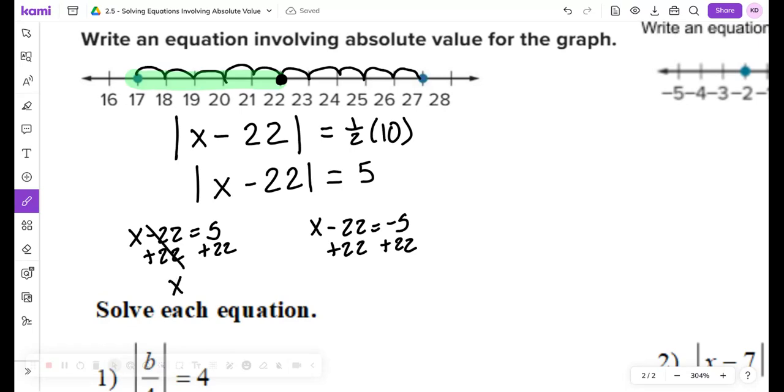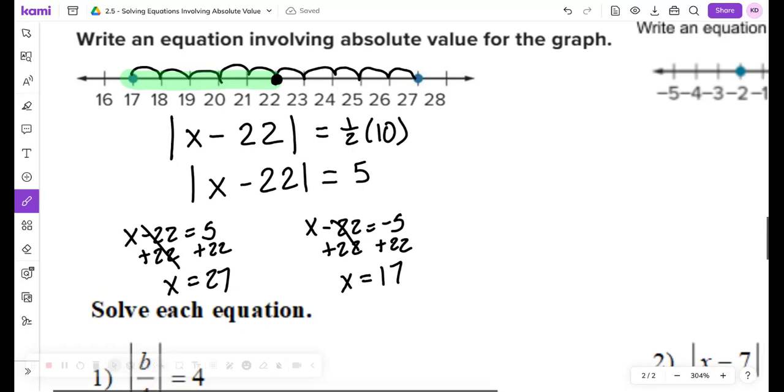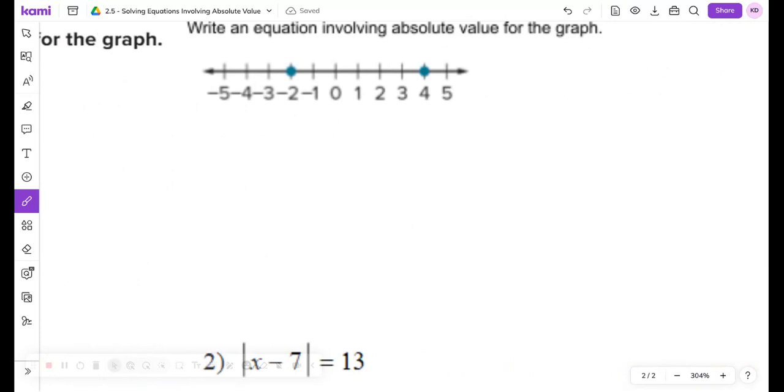Okay. So x is equal to 27. Over here, x would be equal to 17. So notice that matches with my absolute value graph that I have. X is equal to 17 and x is equal to 27. I want you to try this one. Pause the video. Go in and try it.